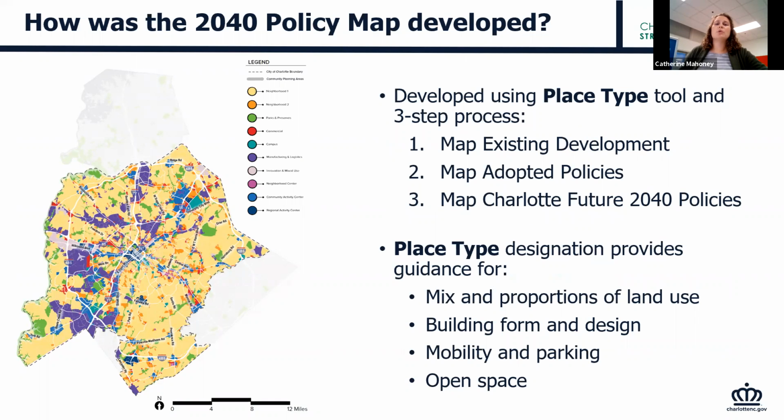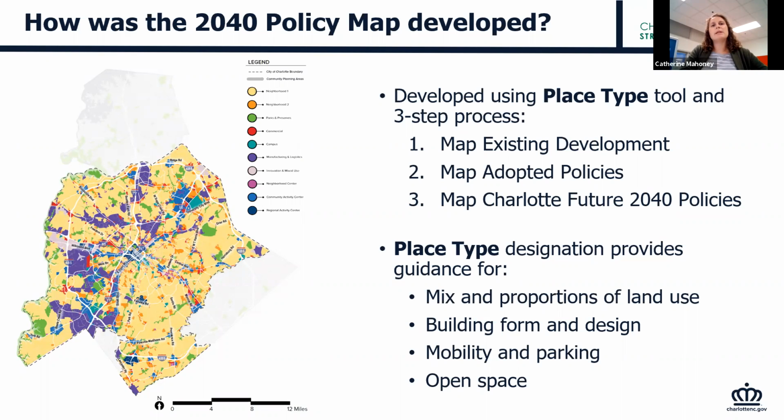So the Charlotte Future 2040 policy map was developed using a new tool called place types. If you participated in the comprehensive plan development, you're probably familiar with this term. It's basically a new classification system for organizing patterns of development. And place types are more holistic than our old classification system, which is called future land use. That only provided direction for the type of development that was appropriate on a lot, maybe residential or commercial.